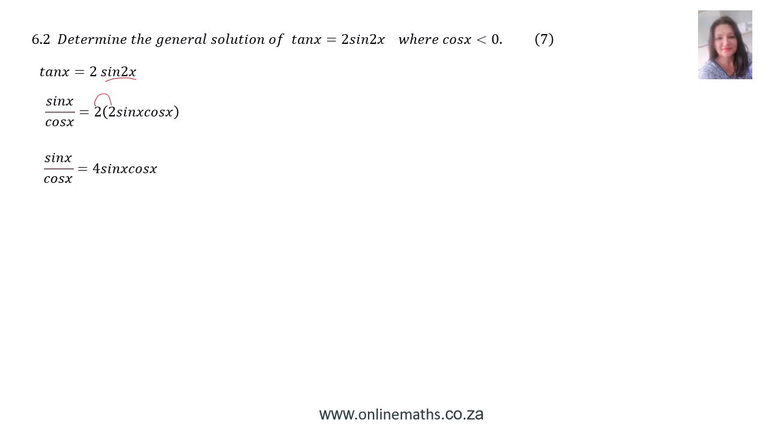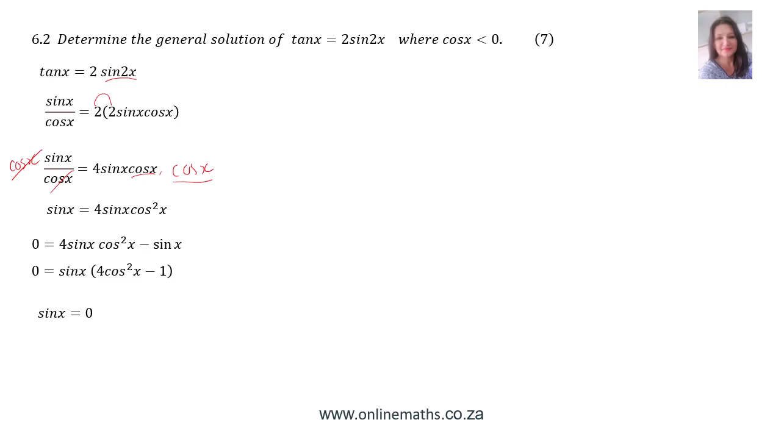And then here, I want to get rid of the cos x. So I multiply this side by cos x and this side by cos x. And it turns into sin x is 4 sin x cos squared, because cos x times cos x is cos squared x. Then I'm getting my little equation in standard form, in other words equal to 0, and I'm going to factorize. I'm going to take out sin x as a common factor. Now that I've got that as factors, I can write it as sin x equals 0, or 4 cos squared x minus 1 is equal to 0.